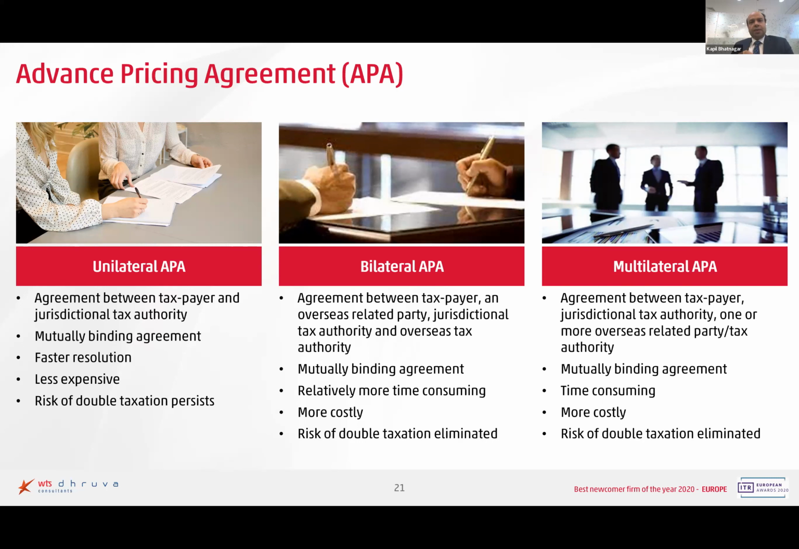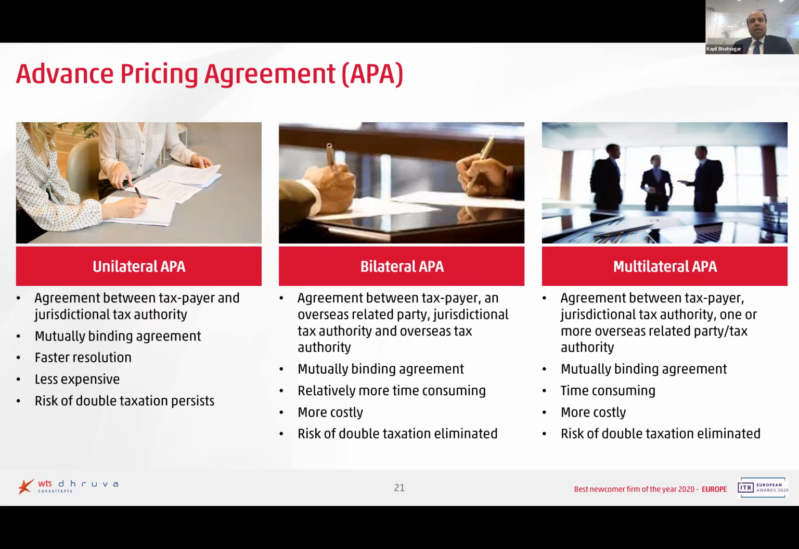A bilateral arrangement typically is an agreement between the taxpayer, which could be a KSA taxpayer, the KSA related party, the KSA authorities, which is ZATCA, the overseas related party, and the overseas tax authority. So typically a bilateral APA involves all the stakeholders in a particular transaction. Again, this is a mutually binding arrangement. Since the parties involved are cross-border, it is relatively more time consuming, because in order to fix meetings between the two tax authorities of two countries, typically a protocol or a calendar is drawn up, and they meet either once or twice a year. That is how this process of a bilateral APA may be more time consuming.